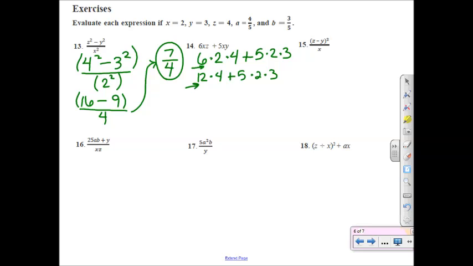The next one I run into is 12 times 4 is 48. The next one I run into is 5 times 2, which is 10. And then the last one I run into is 10 times 3, which is 30. And once I have all my multiplication done, I can add 48 and 30. And I get 78.